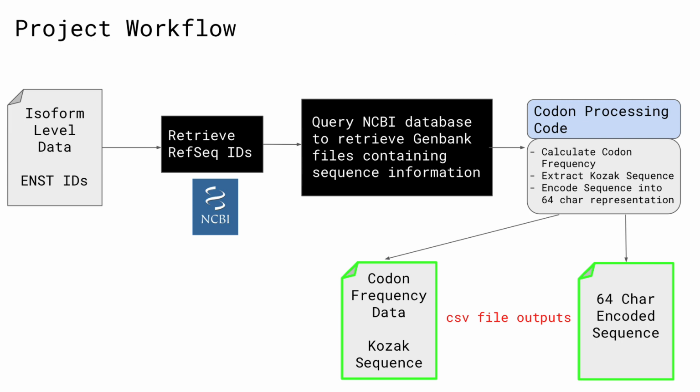After obtaining sequence information from these GenBank files, the codon processing code, or the tool that I built, calculates the codon frequencies, extracts the Kozak sequence, and encodes the sequence into a 64-character representation for later use. This program outputs 2 CSV files. One of these files has codon frequency data and the Kozak sequence data, and another file has the 64-character encoded sequence.